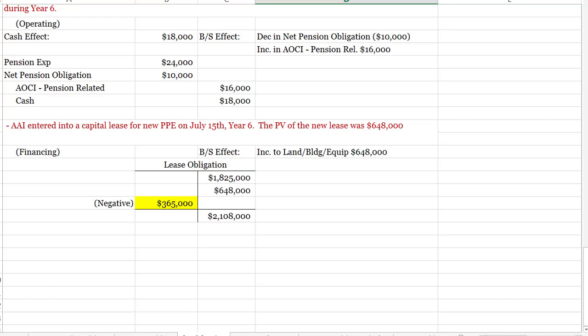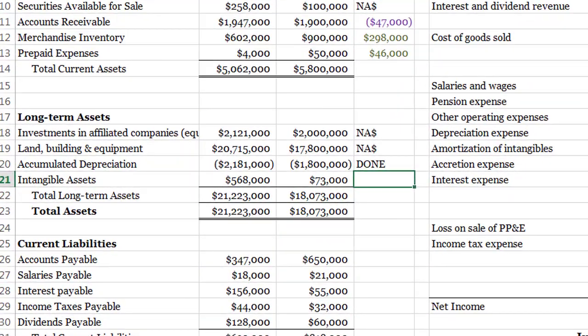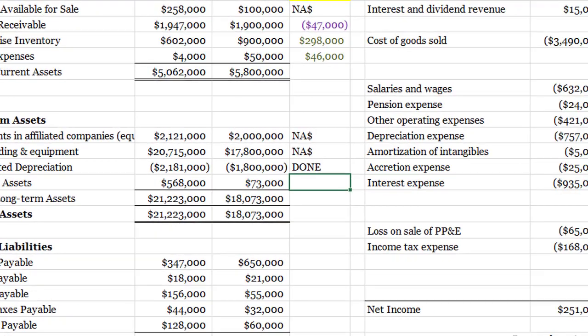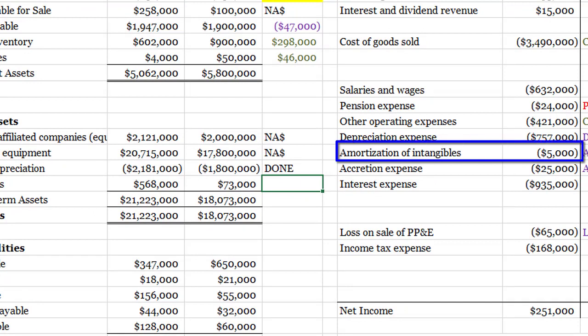But since I'm a good accountant, I am going to look in one more place. If I look at my balance sheet, I see an accumulated depreciation line, but I don't see an accumulated amortization line, which means that this intangible asset number is being reported net of its amortization. And that means that as part of doing this T account, I need to add in the amortization expense. And I have that right over here in my worksheet. We've got $5,000 that we've amortized away.